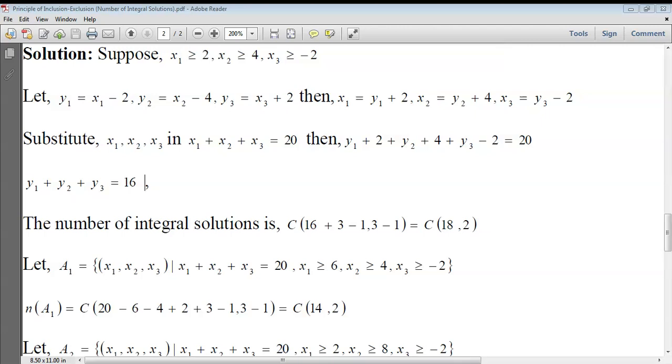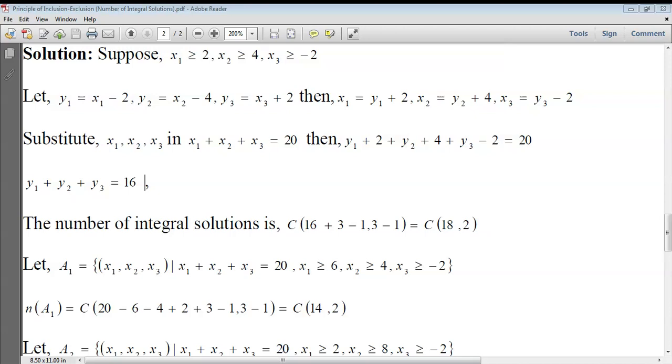Okay, so you need to find the solution for the system of the linear equation x1 plus x2 plus x3 equals 20 under the condition x1 is between 2 and 5, x2 is between 4 and 7, and x3 is between -2 and 9.